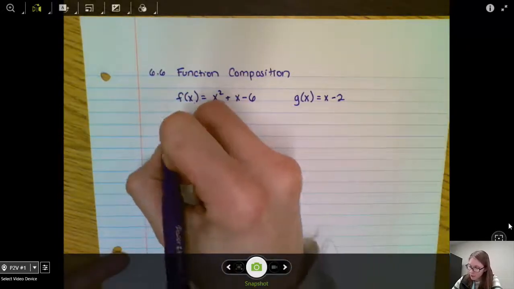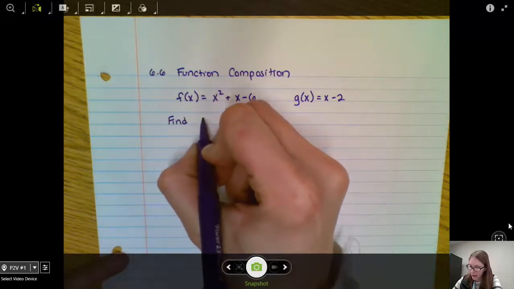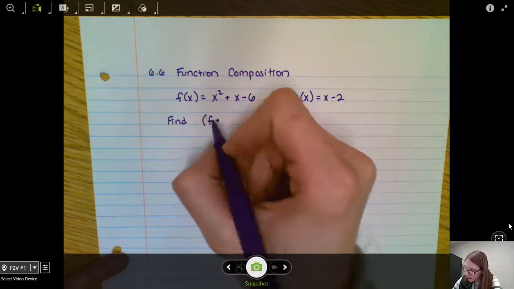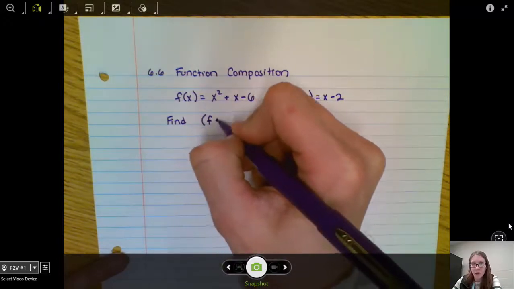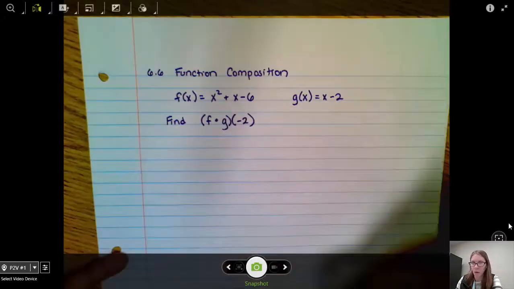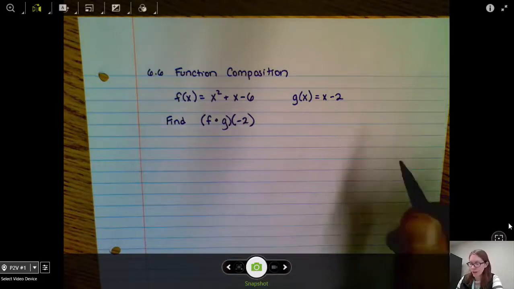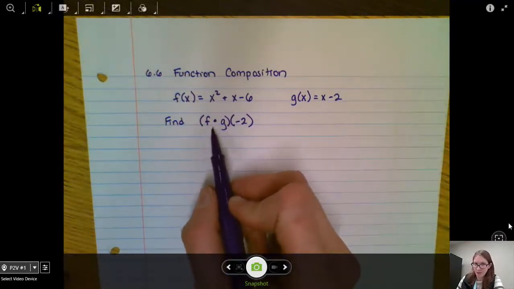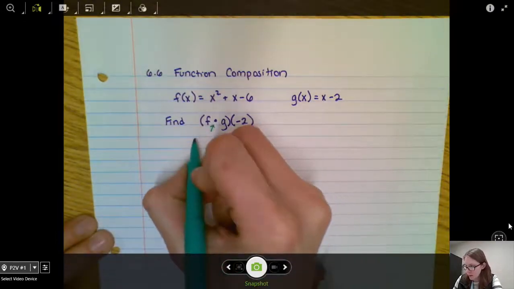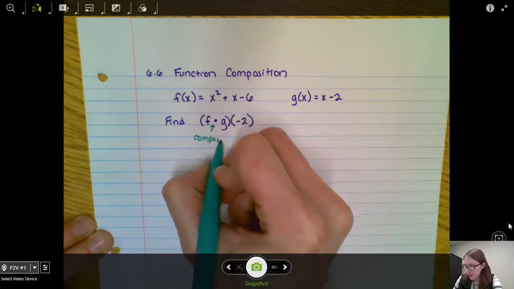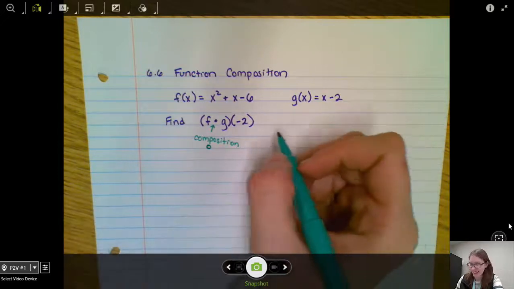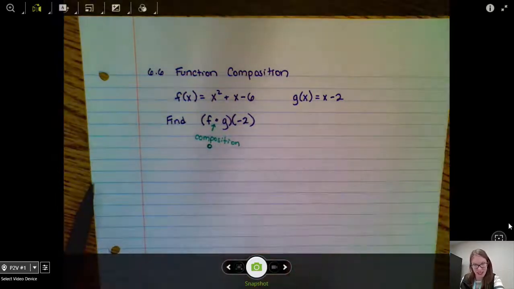My problem says this: find f, this little circle here, this is supposed to be an open circle too, if you can't tell, kind of like an O, composed of g of negative 2. And this symbol means composition. And I'll just write that symbol a little bit bigger here. Composition symbol. It's just, again, so you can tell that that really is an open circle.